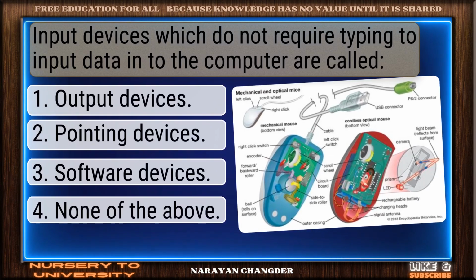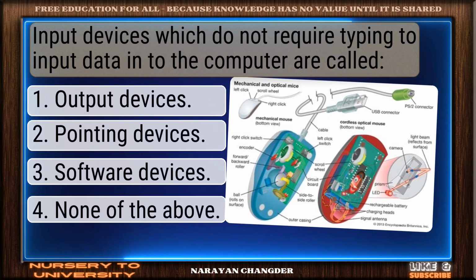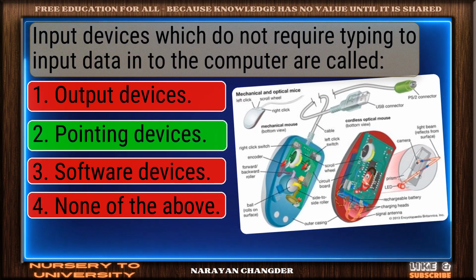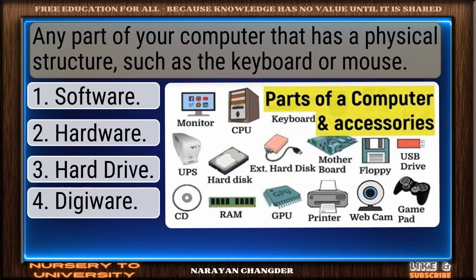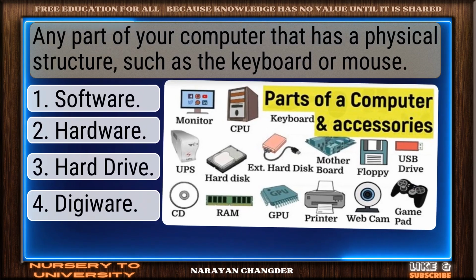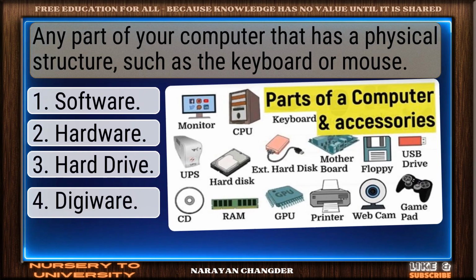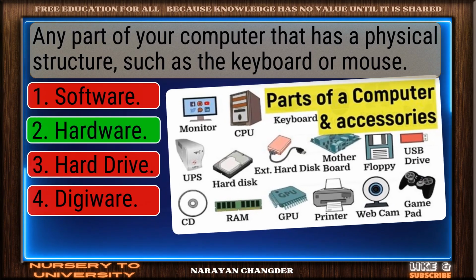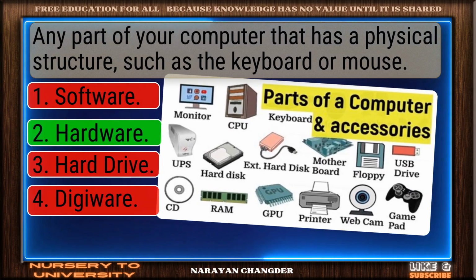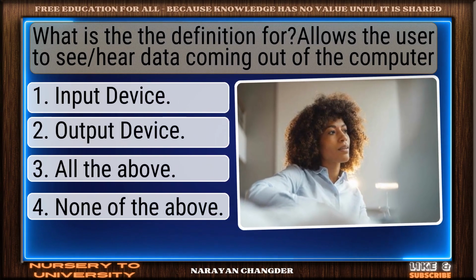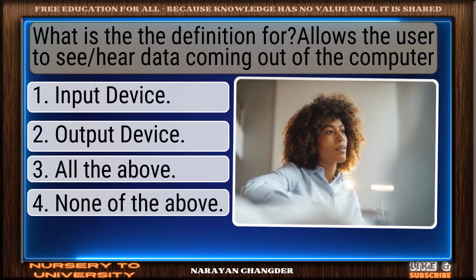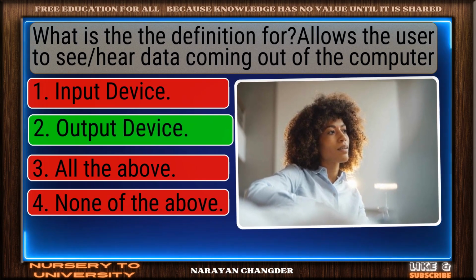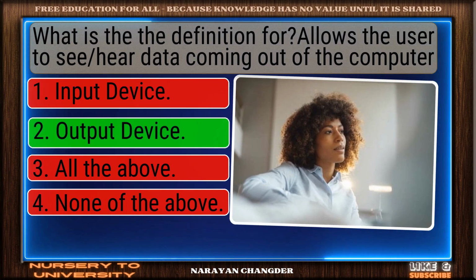Input devices which do not require typing to input data into the computer are called. You got it. Your choice pointing devices is right. Any part of your computer that has a physical structure, such as the keyboard or mouse. Nicely done. Hardware is a solid answer. What is the definition for: allows the user to see, hear data coming out of the computer. Great job. Output device is the accurate answer.